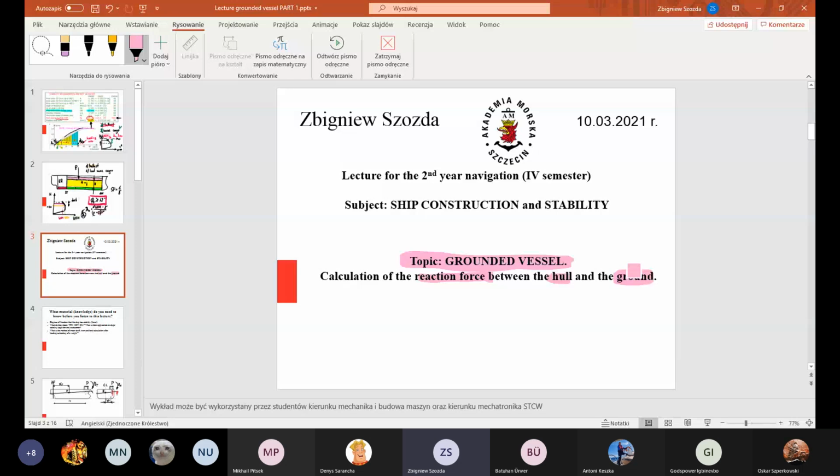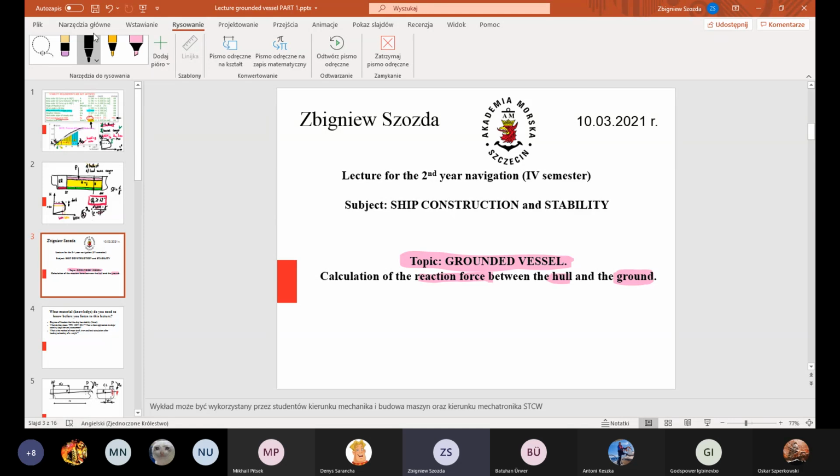It doesn't matter during our classes. Just there was a reason, navigational fault, I don't know, malfunction of rudder, anything, and the ship is grounded. There is a contact between the ground and the hull. So additional force acting on the hull.